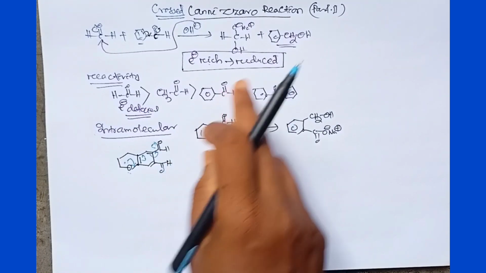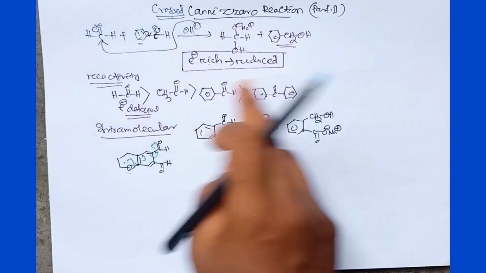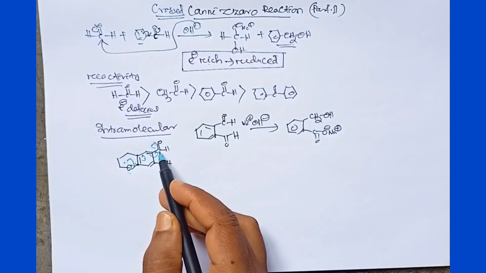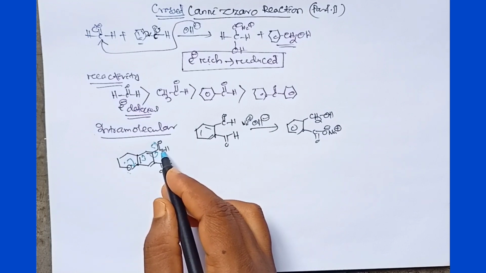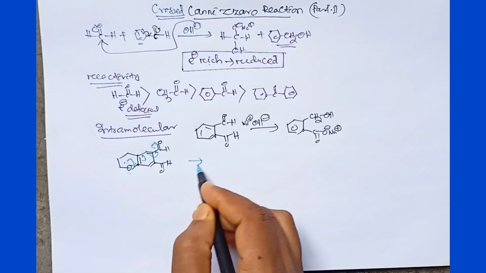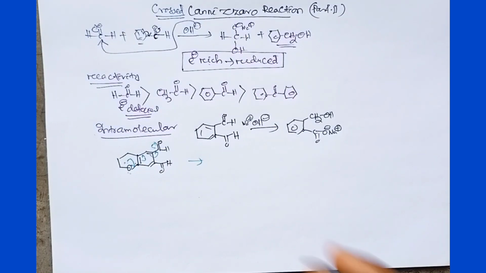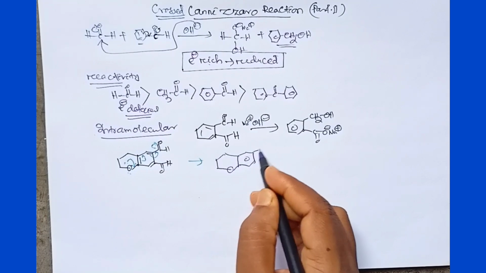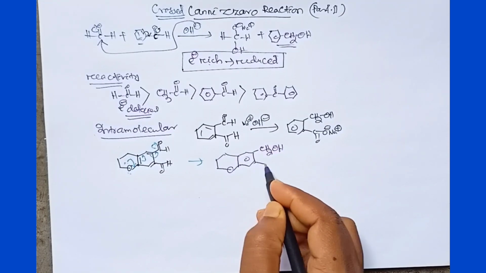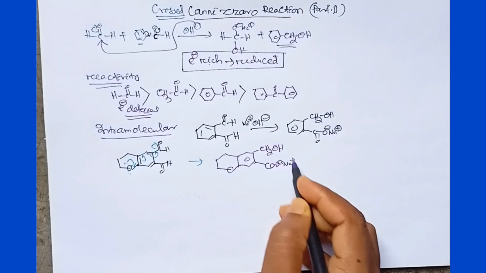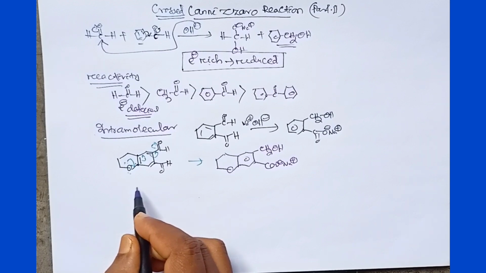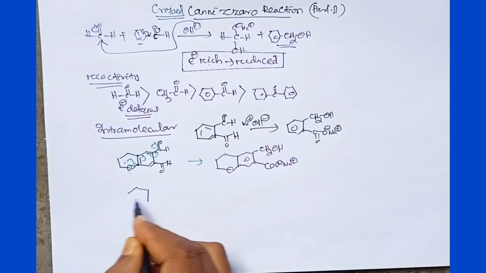Previously, our conclusion was that electron rich means it is reduced. So this is electron rich due to the resonance effect, which means it will be reduced. So we can easily write the product. The product will be: one is reduced and the other is oxidized. Now let's take a very interesting example.